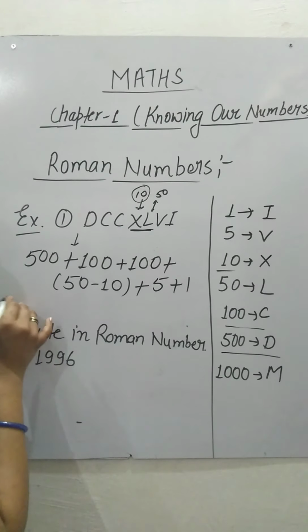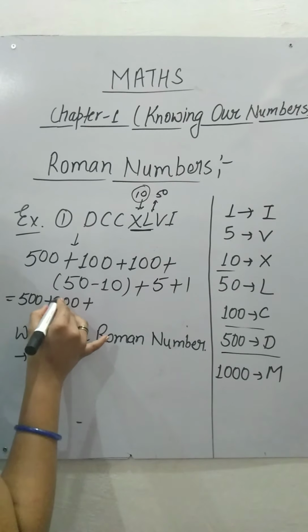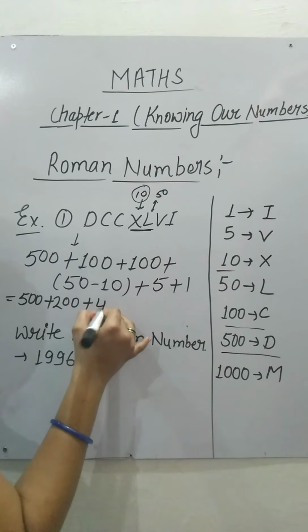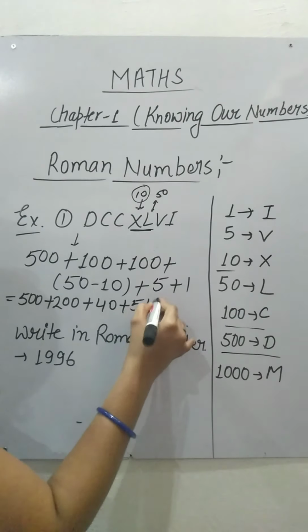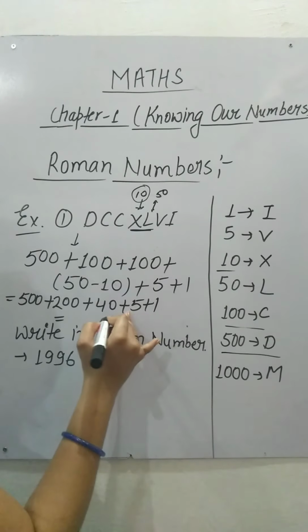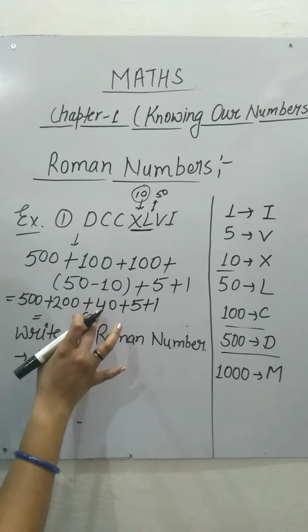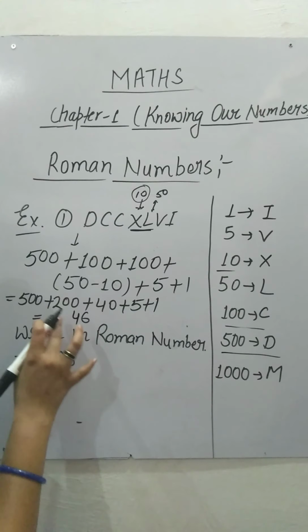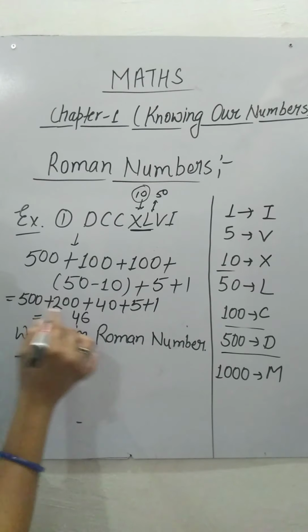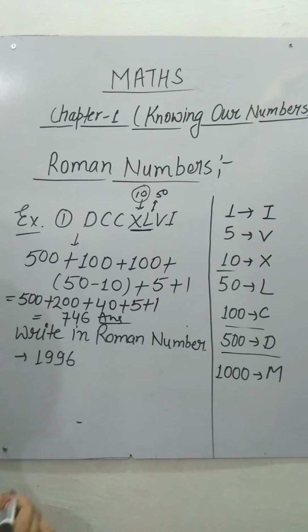Okay. So now we will write 500. 100 plus 100, that is 200. 50 minus 10, that is 40. That is 5 and that is 1, so we can write 5 and 1, that is 6. Now this is 4. Now this is 2 and 5, that is 7. So 746 is your answer. I hope it is clear to you all.